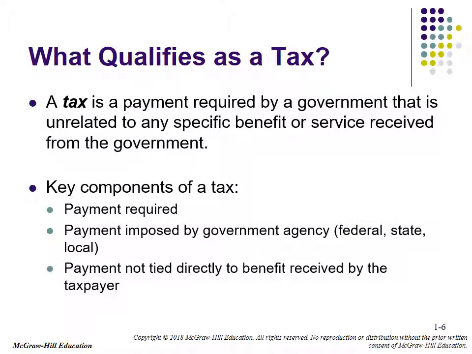Key components in calculating a tax and part of a tax: the payment required, the payment imposed by the government agency, whether it be federal, state, or local, and the payment is not tied directly to benefit received by the taxpayer. So those are the components of a tax. You've got to pay it, it's imposed by the government, and there's no direct benefit you will receive.